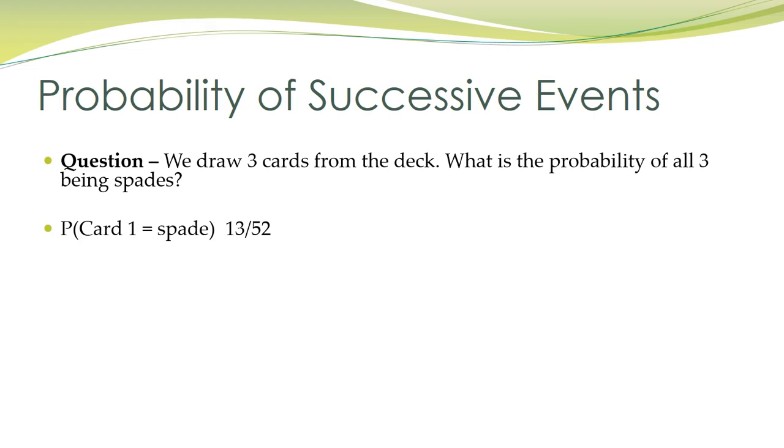And how many spades are there? Are there still 13 spades? There's not. There's actually 12 spades now. So the probability of card 2 being a spade is no longer 13 out of 52. It's actually 12 out of 51.